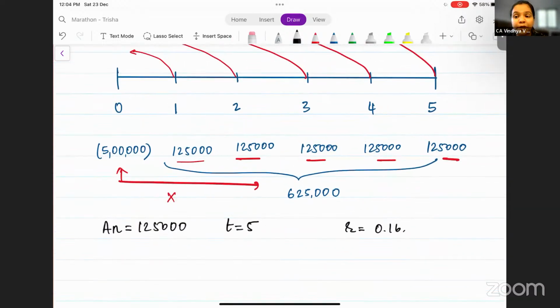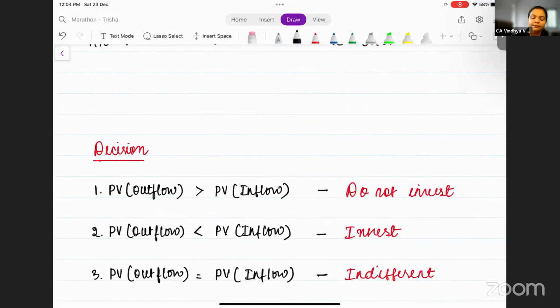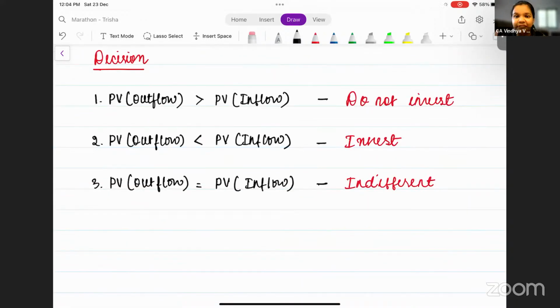So what is this capital expenditure? You have to make a comparison whether present value of outflow is less than present value of inflow, or present value of outflow is higher than present value of inflow. So what is your decision here? If the present value of outflow is higher than the present value of inflow, then you will not invest. But if it is vice versa, then you will invest because it is beneficial. And if it is equal, then it is indifferent.